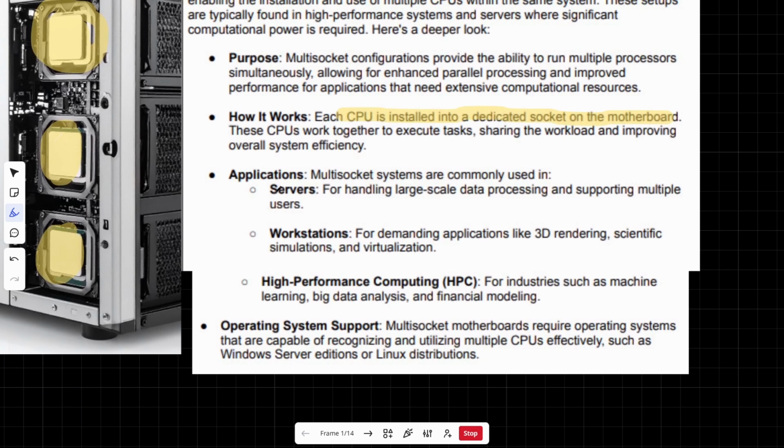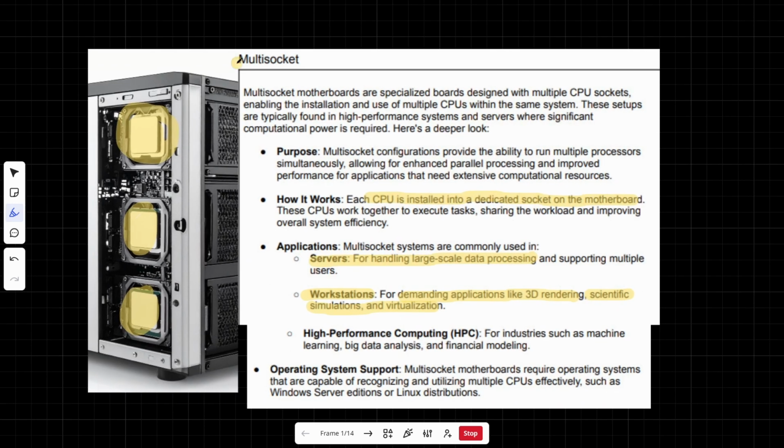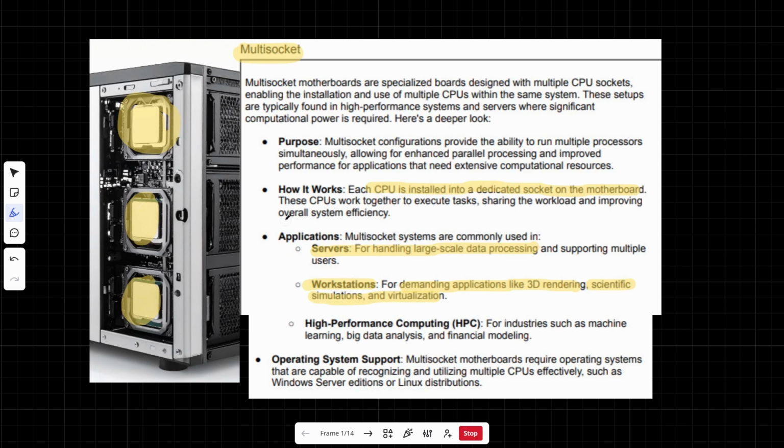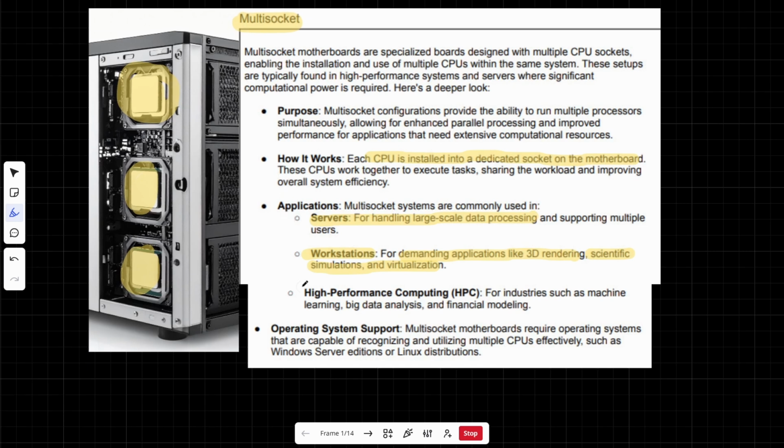Generally, you would have this in servers for handling large-scale data processing, or in a workstation, which is like a really good workhorse of a desktop, used specifically for demanding applications. If you're doing things like 3D rendering, scientific simulations, and virtualization, things that need a lot of processing power, multi-socket just means you're having more than one CPU, and that particular motherboard has more than one socket for CPUs. You can have more than one CPU in there. That's pretty much it.